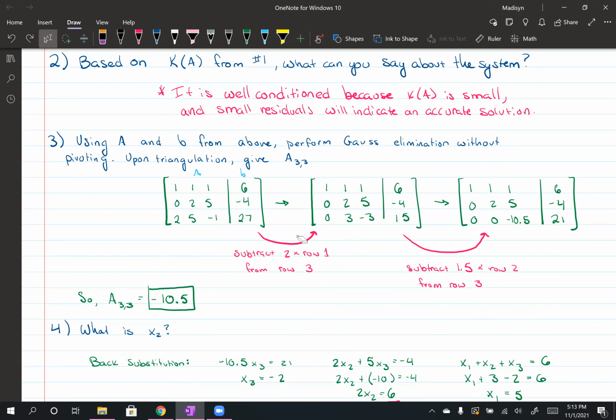Next, number 3, so using the same system, perform Gauss elimination without pivoting, and upon triangulation, give A33. The easiest way I know how to do this by hand is to visually arrange it like this. So you write down your matrix A, and then you augment it with your vector B. By augmenting, we literally just mean write them next to each other and separate them by a line. And then we start our EROs. In this case, what I find easy is to do it similar to the way that we did project 3.